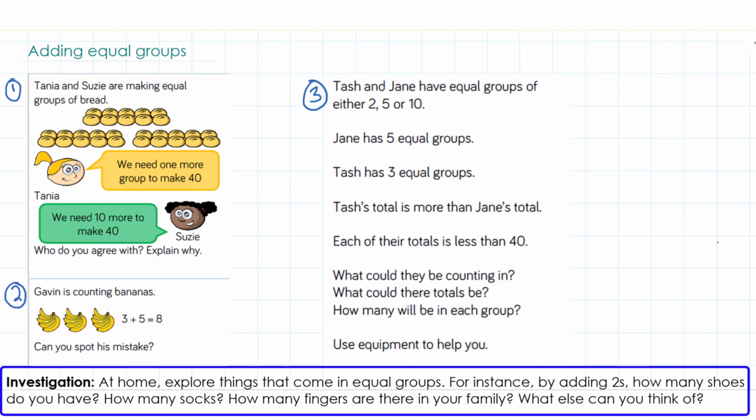And number 3, it's a little bit of a puzzle. That might take a little bit more thought. It does say at the very end, use equipment to help you. Now, you may or may not have equipment you can use, but there might be things like Lego pieces, for instance, that might be helpful. If not, you might be able to draw some pictures to help you work it out. I'm going to give you the answers to all of those in just a moment, so pause here if you still need to go through them all by yourself.